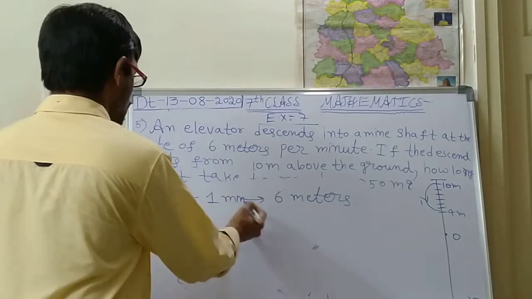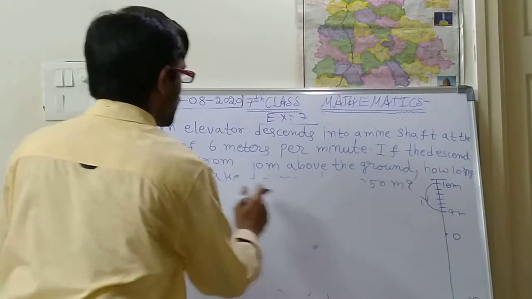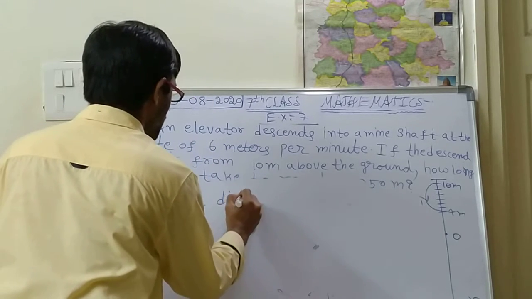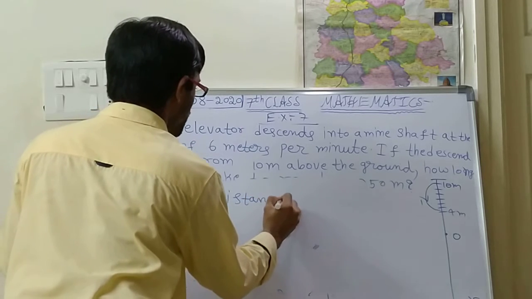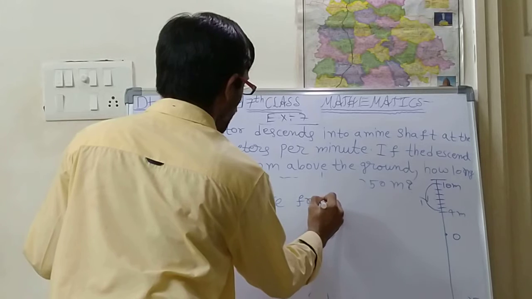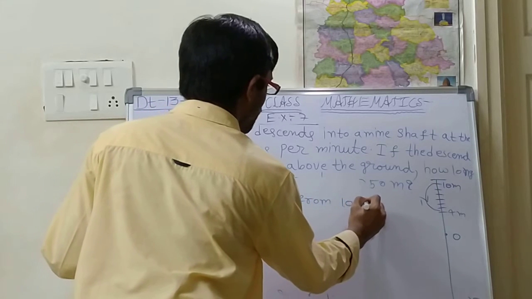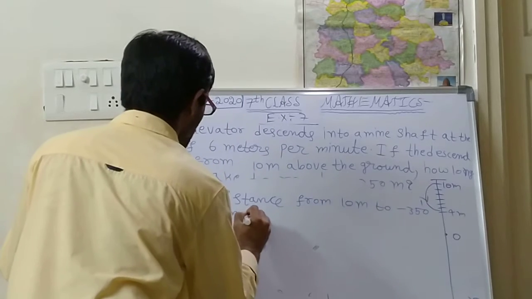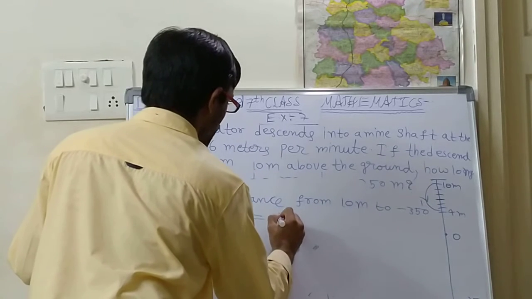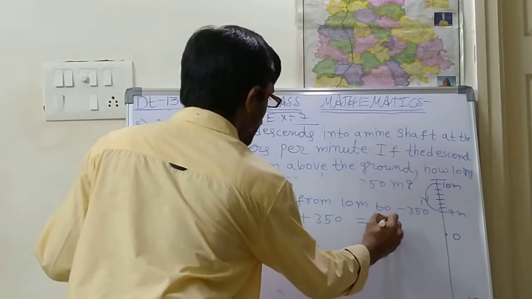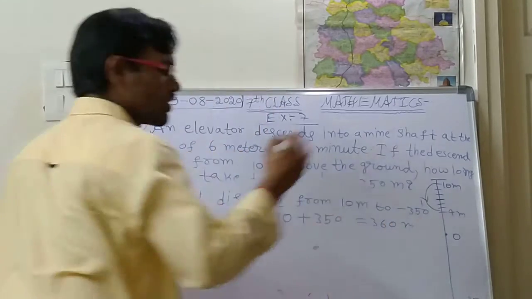Okay, so first, the total distance from 10 meters to minus 350 meters is equal to 10 plus 350, which is equal to 360 meters. This is the first step.